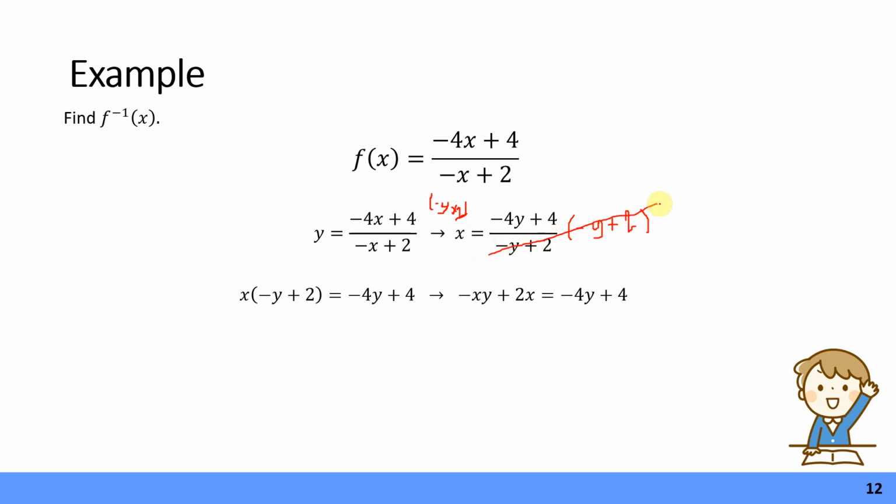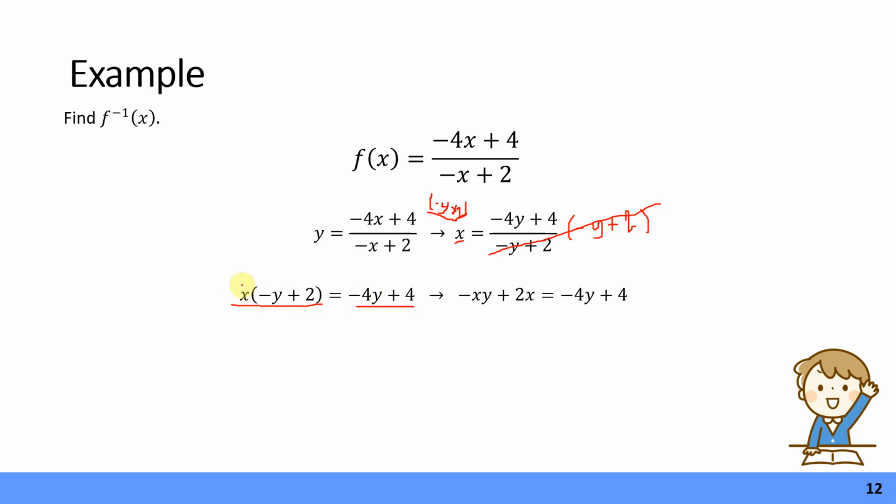This is going to cancel out, leaving me just with negative 4y plus 4, which is right here. And then on this side, I'm going to have negative y plus 2 times x, which is right here. Okay, and that right off the bat looks so much prettier because we don't have fractions, right? So we got rid of the fractions. Now, what in the world do we do?